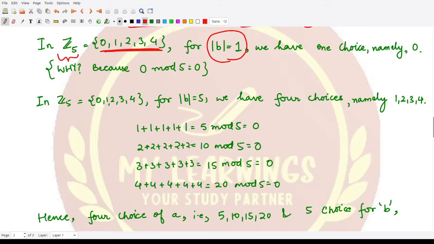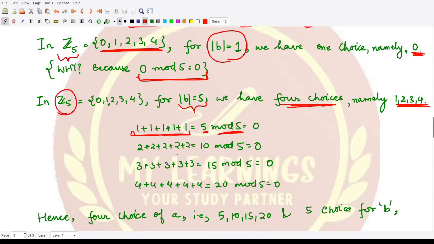So here we have only one choice, that is the number 0. Why? Because 0 mod 5 would be 0, because the order here is 1. Similarly, when the order of this element B is 5, in that case we would have 4 choices, namely 1, 2, 3 and 4. Why? Because when you add 5 times here, you would have 5, and then you will take mod 5 of it. Why? Because we are in Z5. So 5 mod 5 would be equal to 0.